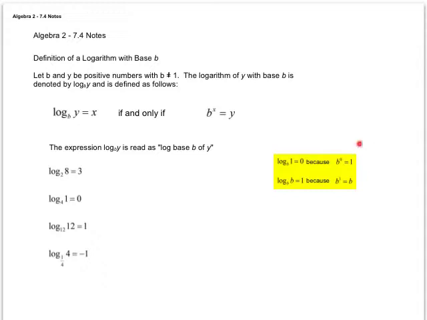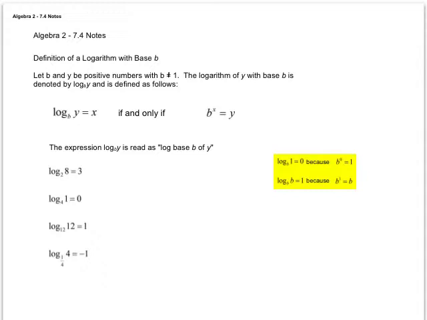And here are some little rules over here in the yellow box of how logarithms work. Any log of 1 is equal to 0, and any log where the base is the same as the number on the inside is equal to 1. So using what we know, let's go ahead and simplify some of these expressions. Log base 2 of 8 equals 3.